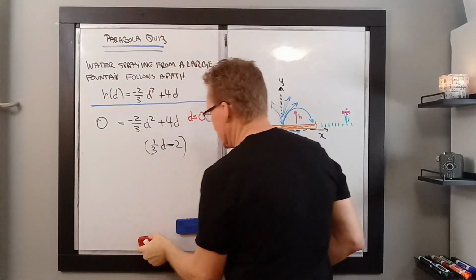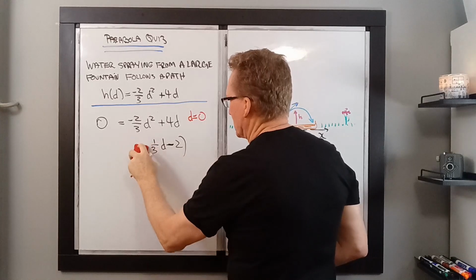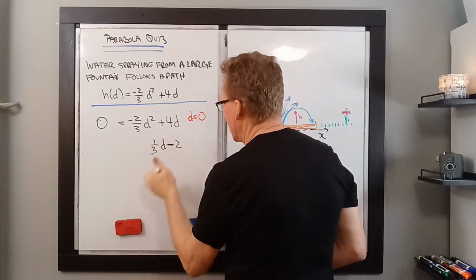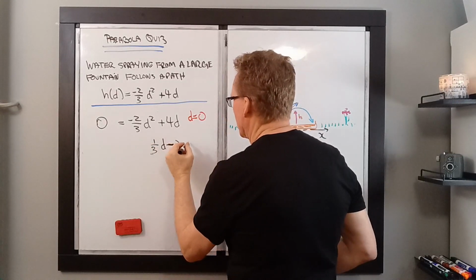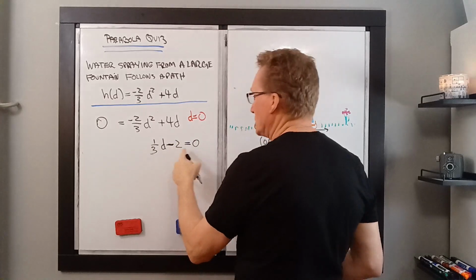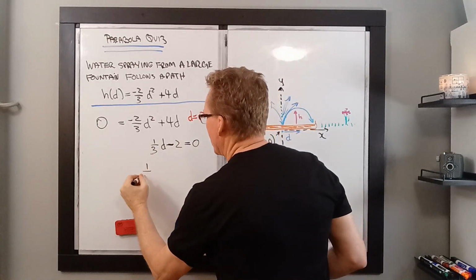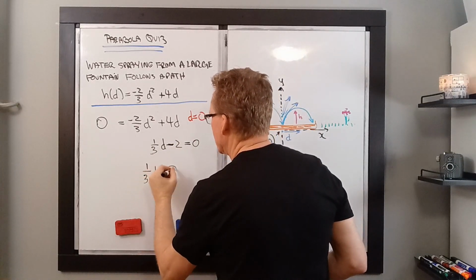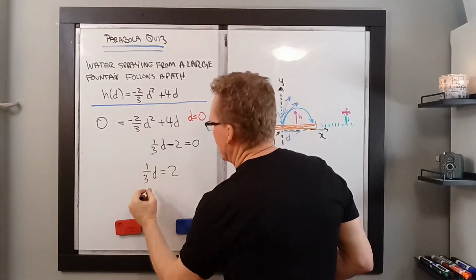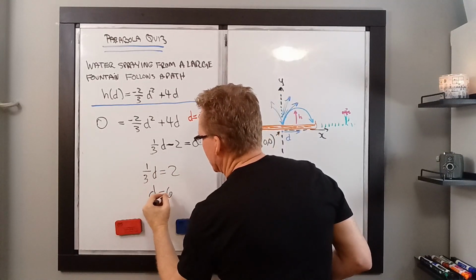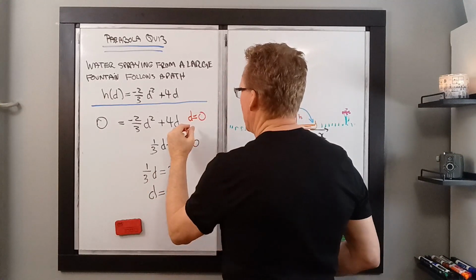So now we just want to look at this term. What if this term here equals 0? I just want to make this all equal to 0 now. Well, I can take this 2 to this side, and I'm going to have 1/3 d is equal to 2. Now I can multiply both sides by 3, and I get d equals 6. So there's my second answer.